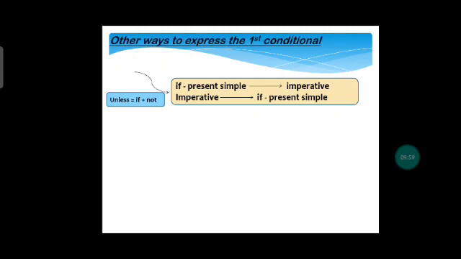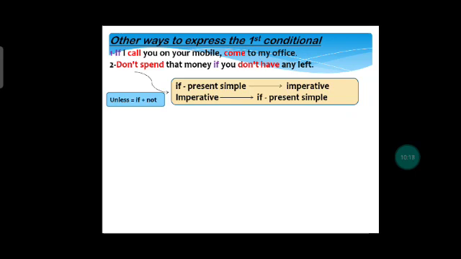Other ways to express the first conditional. We mentioned this before, but we are going to recap it. If I call you on your mobile, come to my office. It's imperative, as we said before. If clause present simple, the main clause here is imperative. Don't spend the money if you don't have any left. If present simple in the if clause, and here it's imperative also, but with don't.